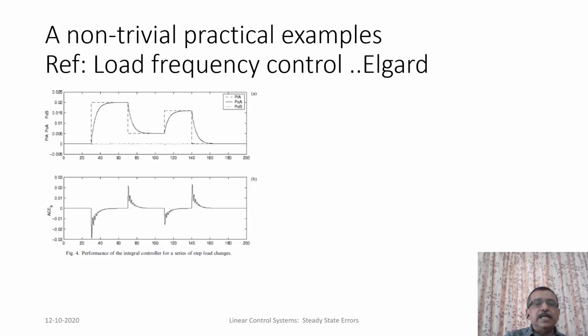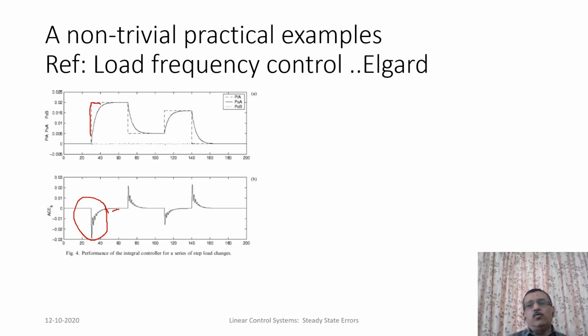There was a step change. There was a sudden increase in load demand. Then what happened? We increased the power input. Once you increase the power input, the frequency came down and there is no steady state error. Here, this part is called the transient. We want the transient to be good and we want the steady state error to be good.